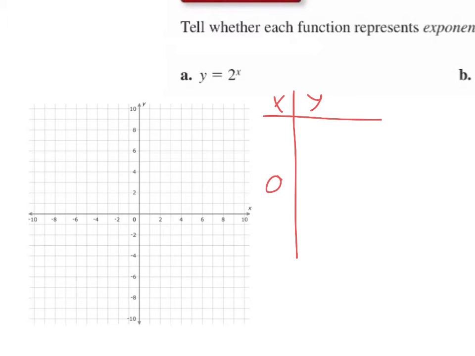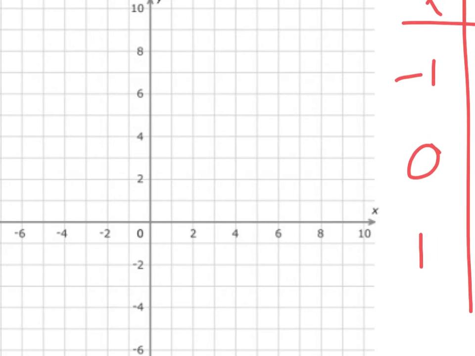So we want to plug in 0. What's a number smaller than 0 and a number bigger than 0 we could plug in? Awesome. -1 and 1. So let's plug in -1 first. If we have 2 to the power of -1, what does that simplify to? 1 over 2. That negative exponent turns it into a fraction. So on our graph, we're going to go to the left 1 and up 1/2. So we'll have a point about there.